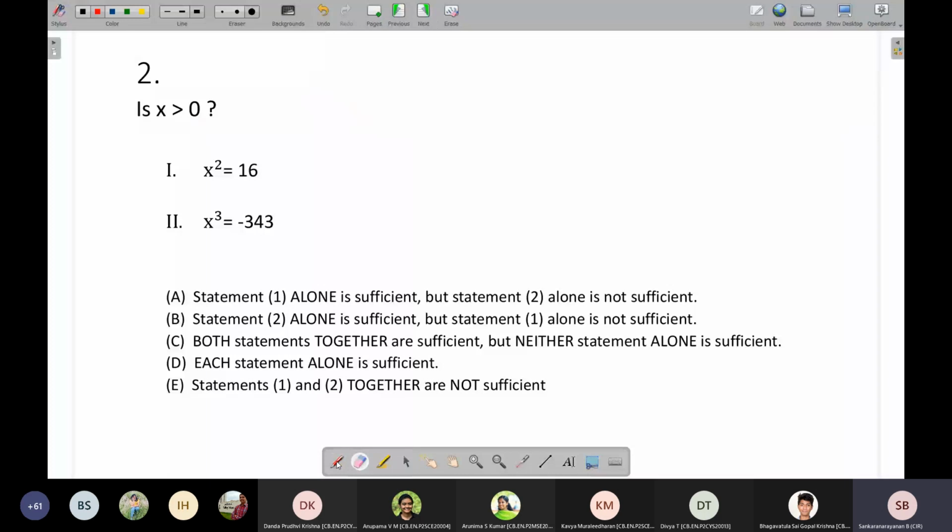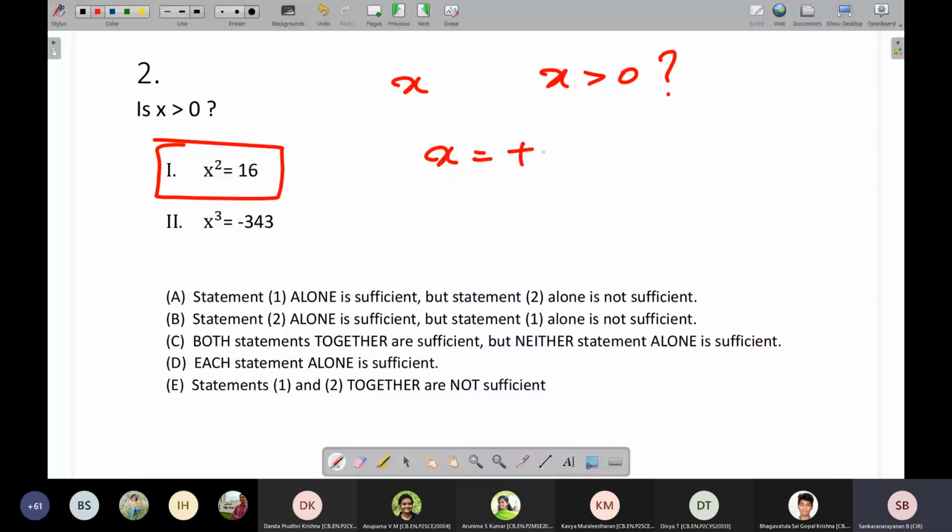The information given here is that there is a variable or an unknown x, and the question is: is x positive? Is it greater than 0? Now, we cannot answer the question right now. Let us consider statement 1 alone. Statement 1 reads: x square is equal to 16. So tell me what are the possible outcomes I can have? x is equal to plus 4 or x is equal to minus 4.